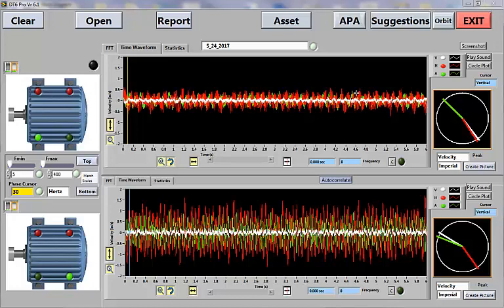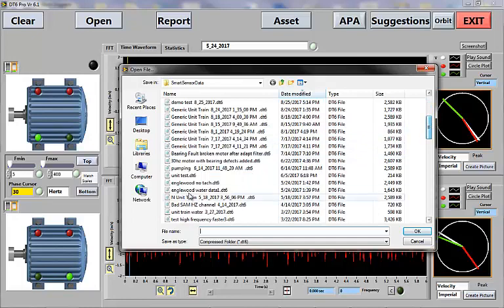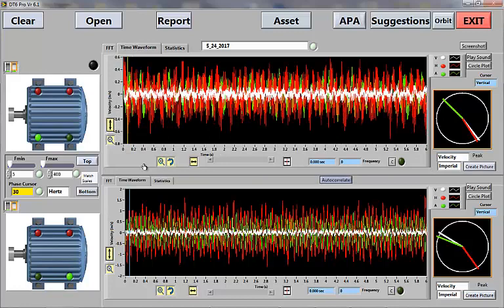When we first get our file, in this case an old file that I opened, I'm just going to find my file, hit OK, and open it as a new file. You'll be brought up with our analysis panel to try and describe what is going on with that machine. The first thing we can notice is the time waveform, which is usually where I personally like to start. Sometimes it might be on the FFT, but I like to look at the time waveform first.